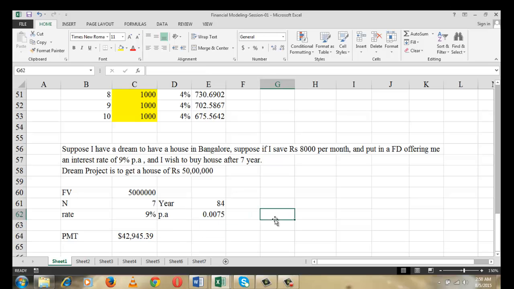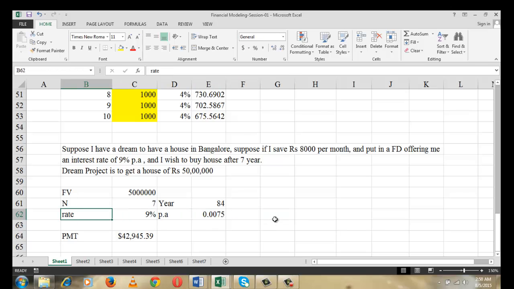If I look into this scenario, 42,000 rupees at this moment is a very big figure. I cannot think of paying 42,000 rupees every month as an EMI. So that becomes complicated.